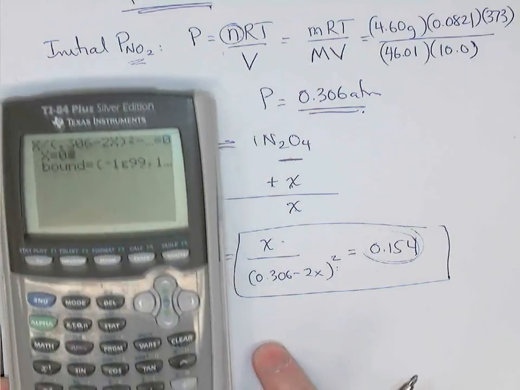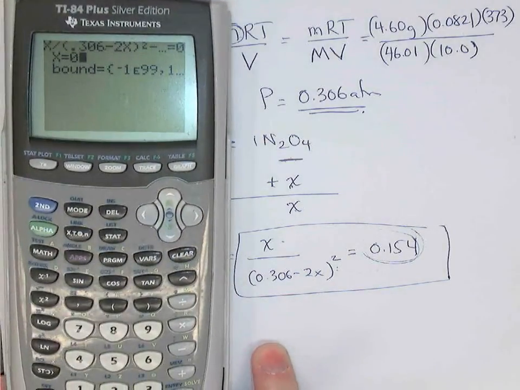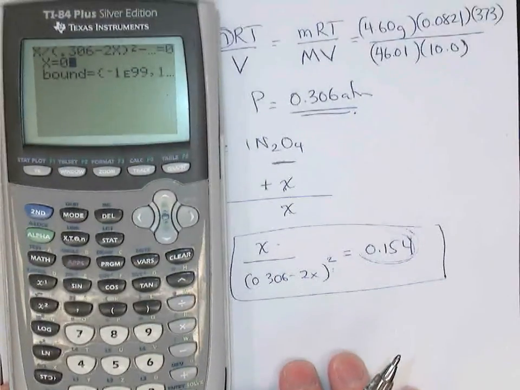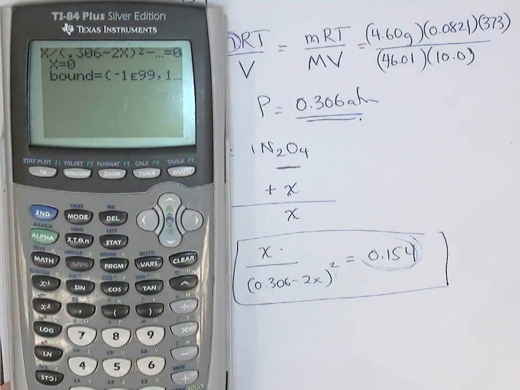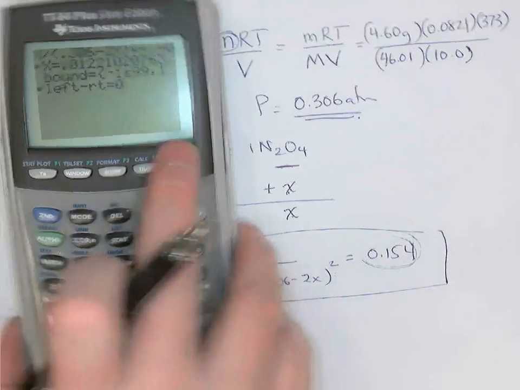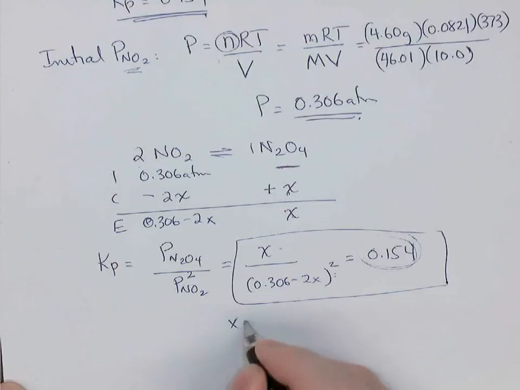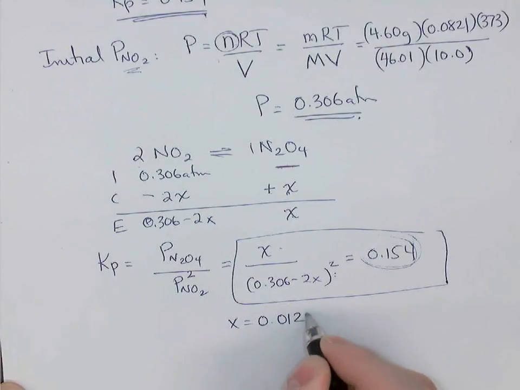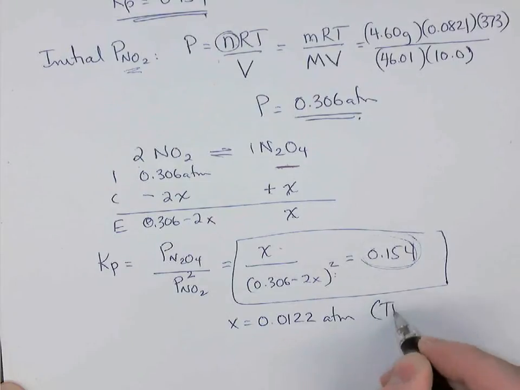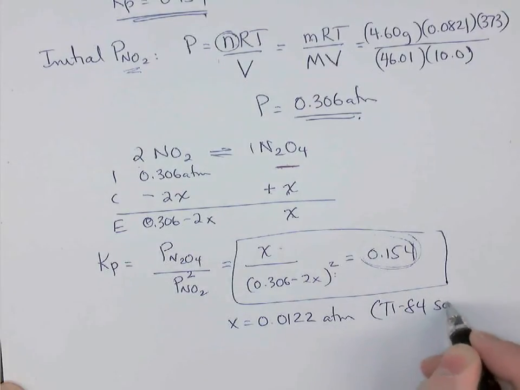And now to get it to solve the equation, I press the alpha button, and then right above the enter it says solve, so alpha solve. Alpha solve. X is 0.0122 atmospheres, and this is from my TI-84 solver.